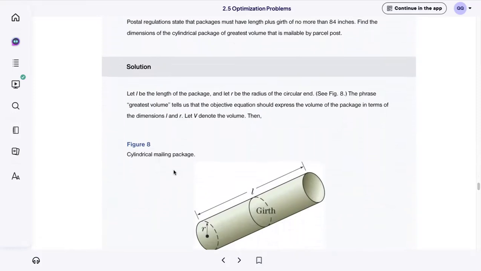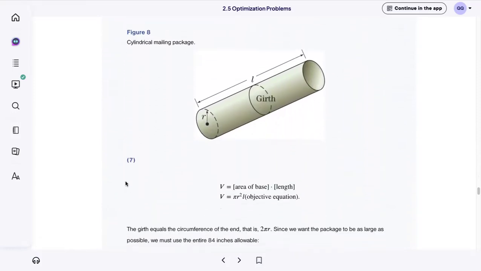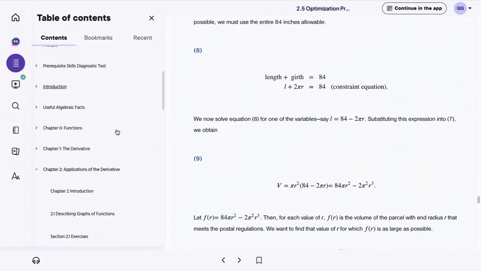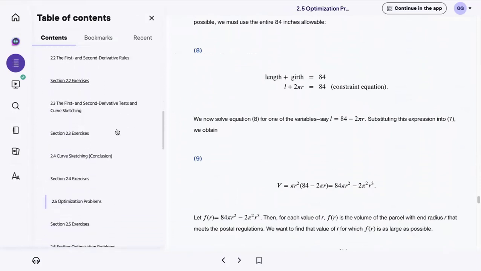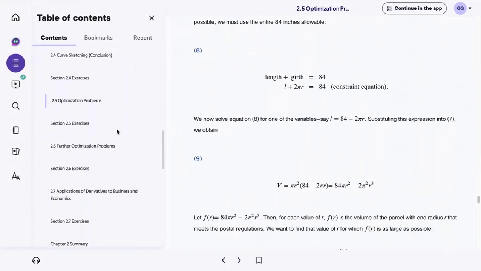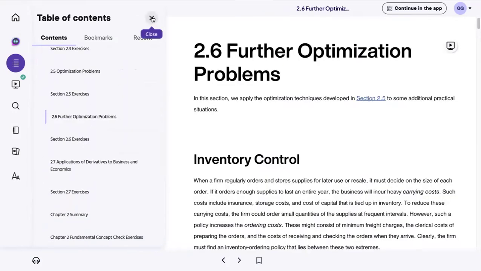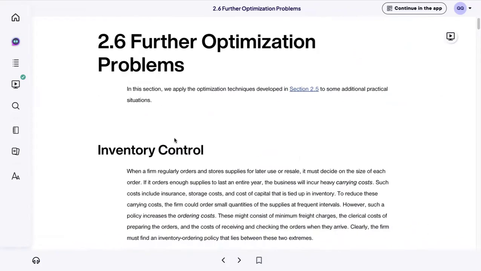So this one is similar, maximize the volume. The equations are a little bit different, the formulas are different. Okay, let's see. Section 6.